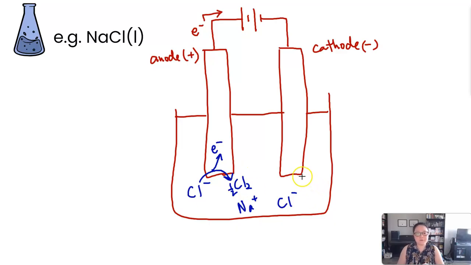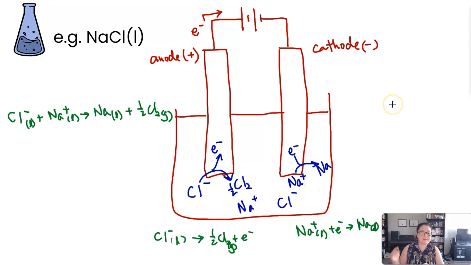Now, in the same sort of idea, the only thing that's really going to happen here is that your sodium ions are going to become sodium. And in the process, they are going to take in an electron. And then finish off with your half reactions and then your overall reaction.